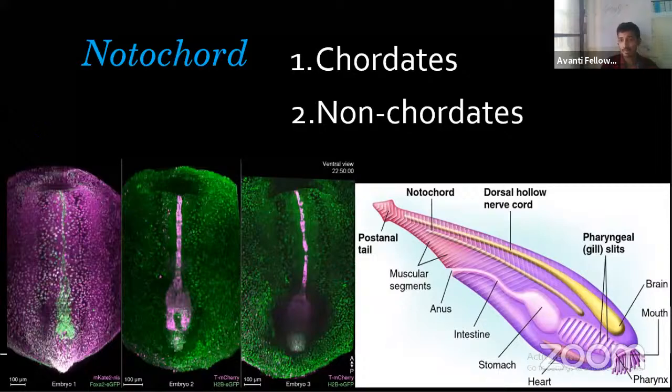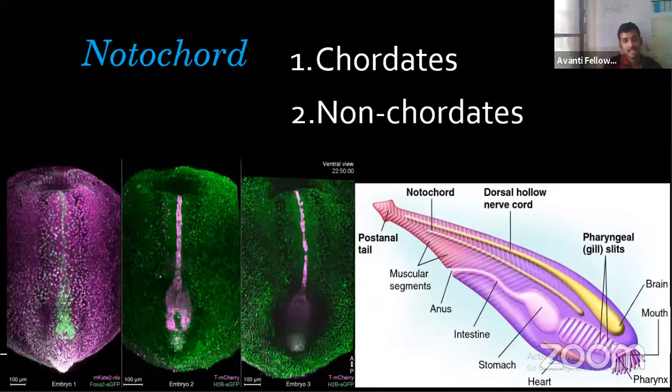Yes, correct, Kirtana. Anyone else on YouTube? Is it not a backbone? It's not a backbone. Okay. Yes, correct. No, it's not a spinal cord, Tejas. Notochord and spinal cord are different. Notochord and vertebral column are also different.